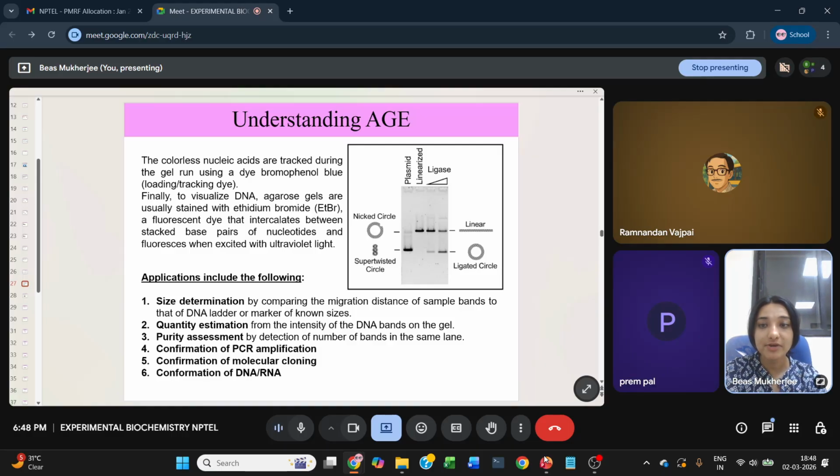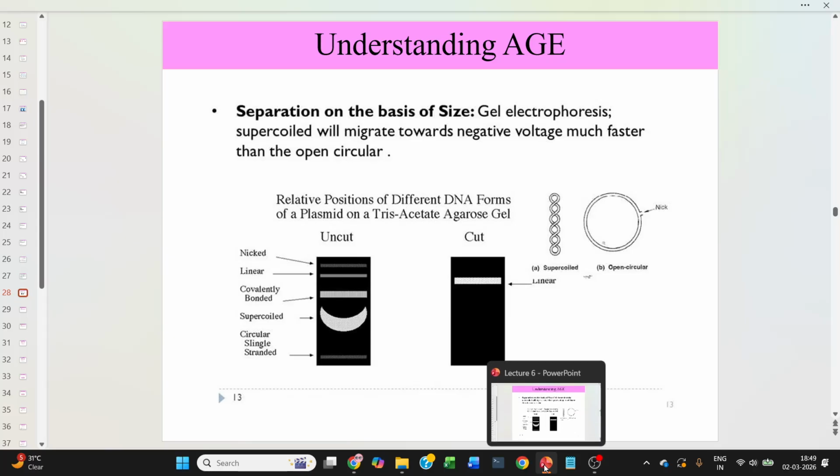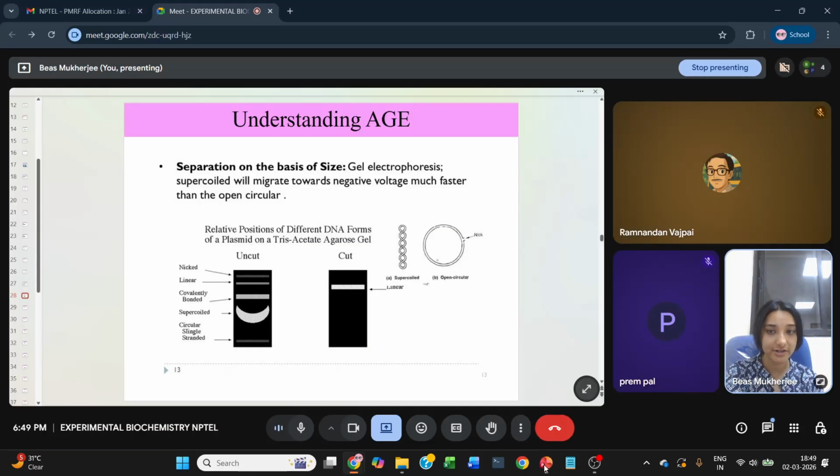Okay, so now applications are size determination, definitely, and then quantity estimation, once again depending upon band intensity, purity assessment, whether there is a single band or more than one band, confirmation of PCR amplification, whether PCR has worked or not, confirmation of molecular cloning, confirmation of the DNA and RNA. Now in the next slide we will see this order of migration.